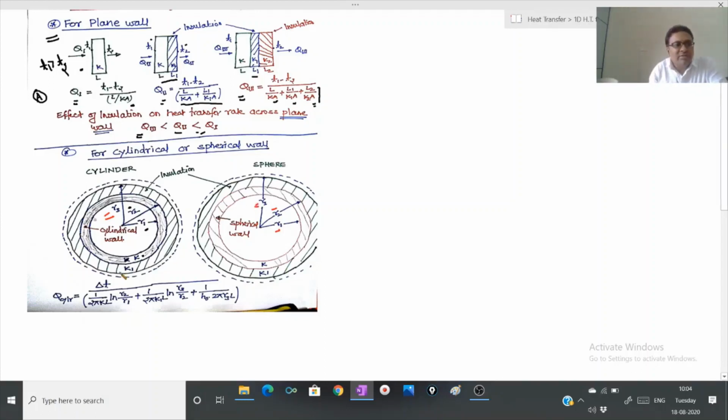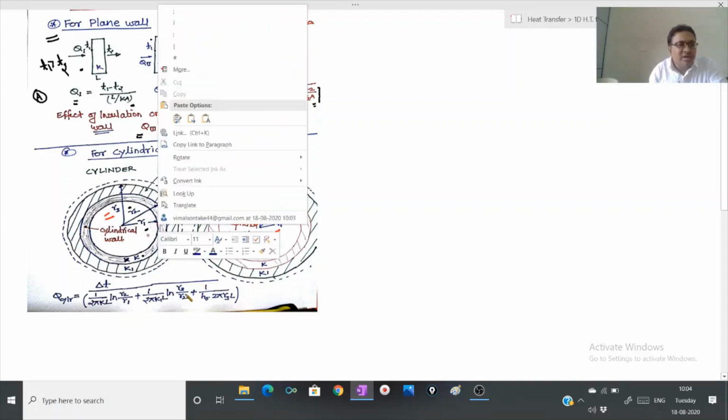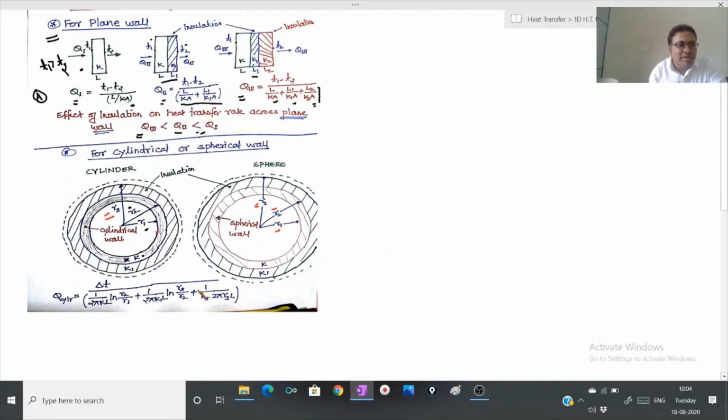For the sake of simplicity, I am saying it is not separating any hot and cold fluid. And let's say temperature of inner side of the cylinder is T1 and temperature at this face is T2 and temperature at the outer face is T3.